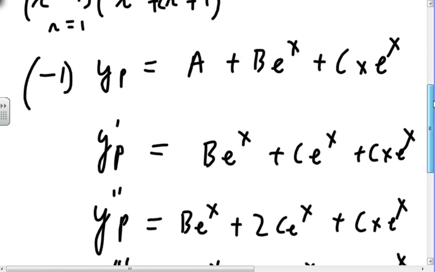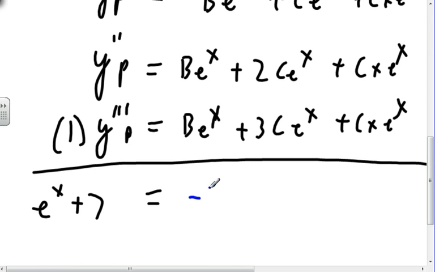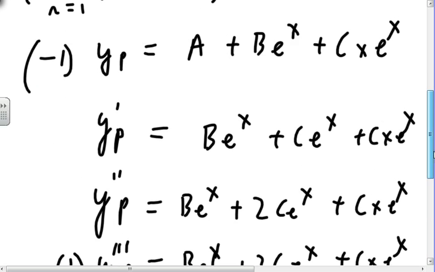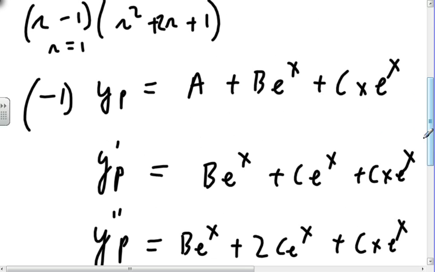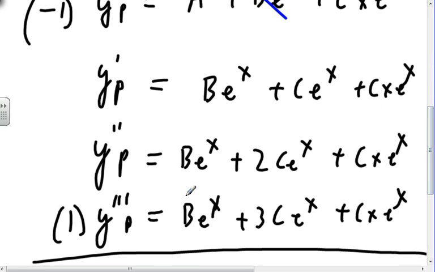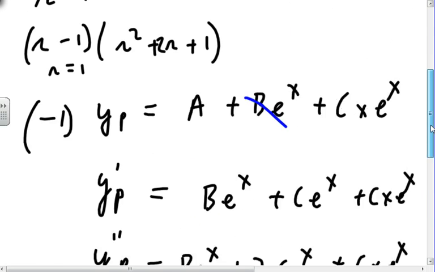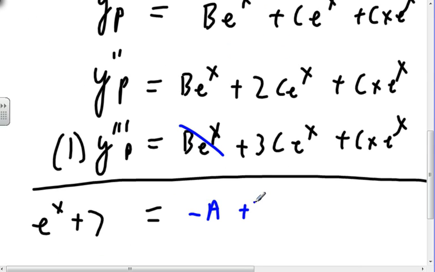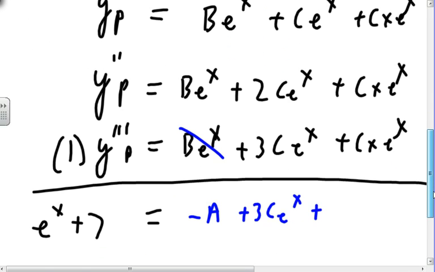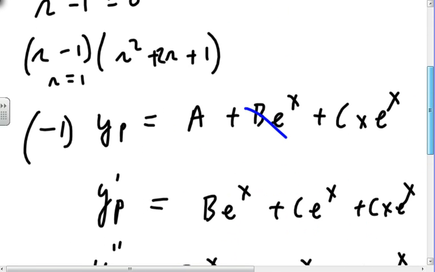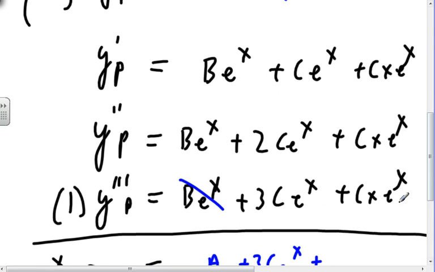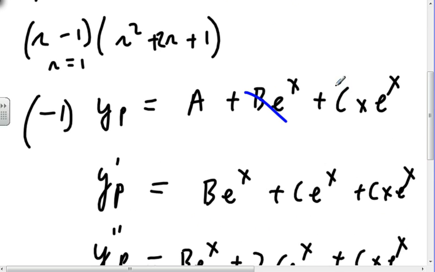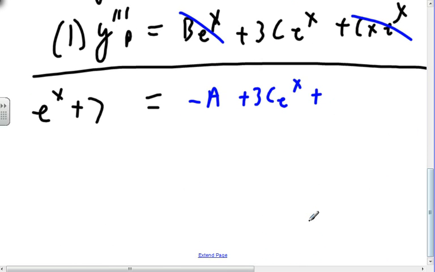Okay, so I got minus a, minus b e^x, plus b e^x, plus 3c e^x, minus c x e^x, plus c x e^x. Okay, those terms go away. All right, so that's all I've got. So minus a is 7, which gives a equals minus 7.